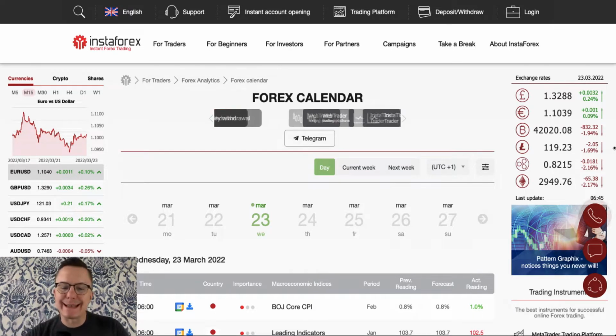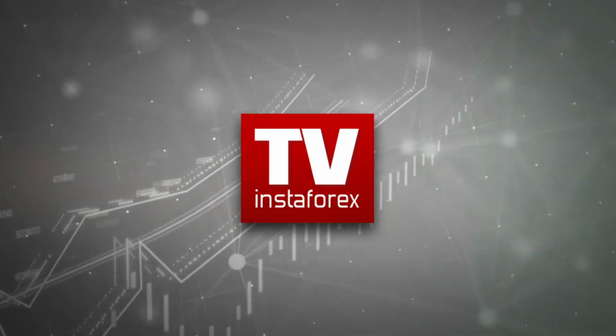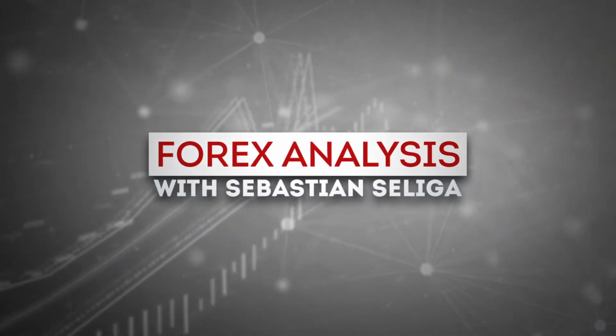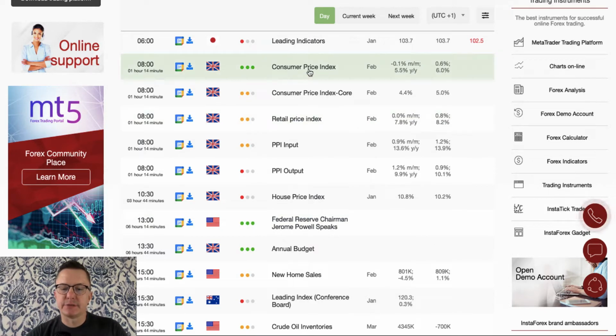Today is Wednesday, March 23rd, 2022. We are going to start as usual with the Forex calendar. During the London session, we have plenty of data scheduled for release, like the consumer price index, which will be apparently one of the key events of today. The market participants expect an increase from minus 0.1% to 0.6%.